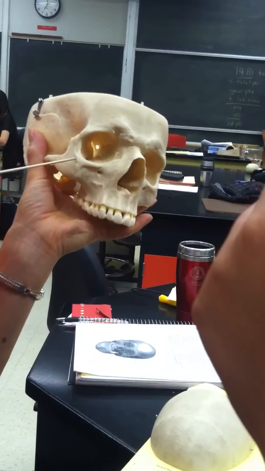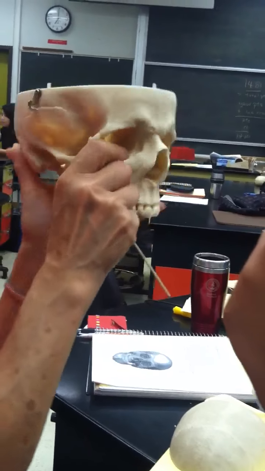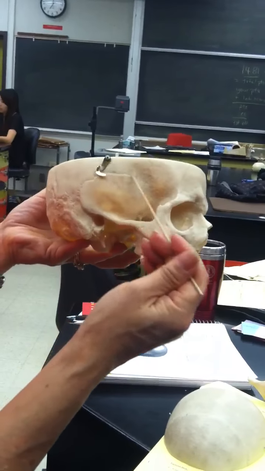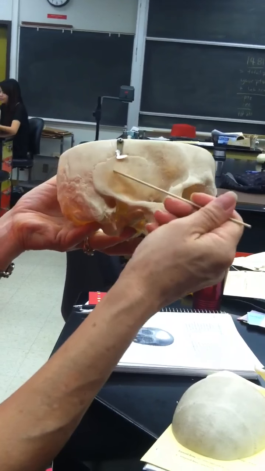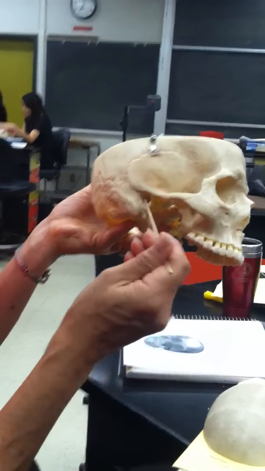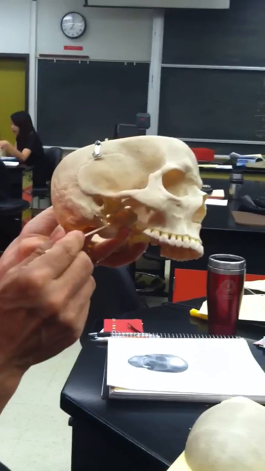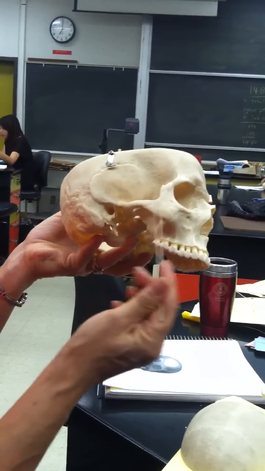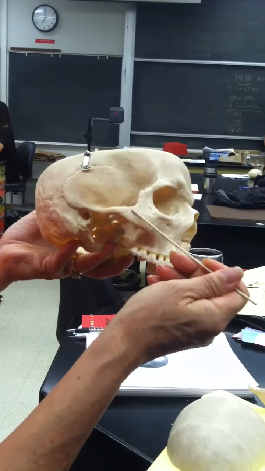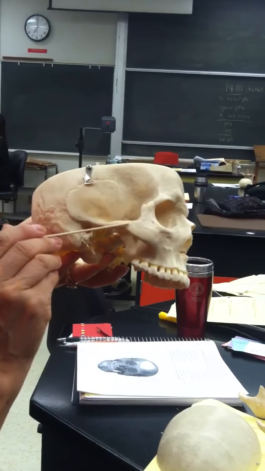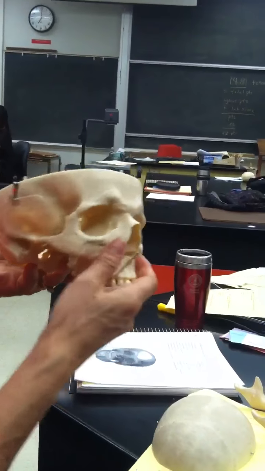the maxilla, zygomaticofacial foramen. Over here on this side, we have our squamosal suture, temporal squama, mastoid process, external acoustic meatus, styloid process, zygomatic arch, temporal process of the zygomatic bone, zygomatic process of the temporal bone.